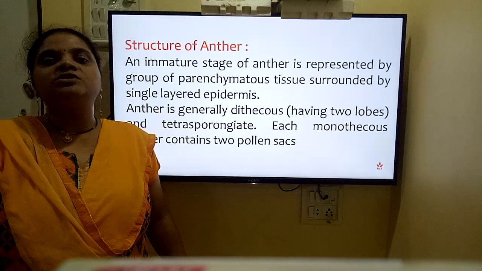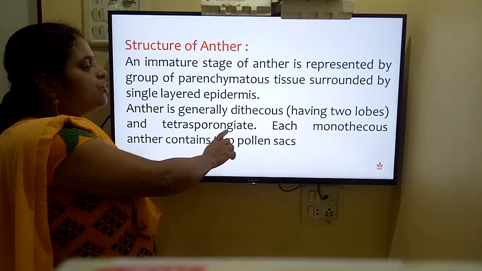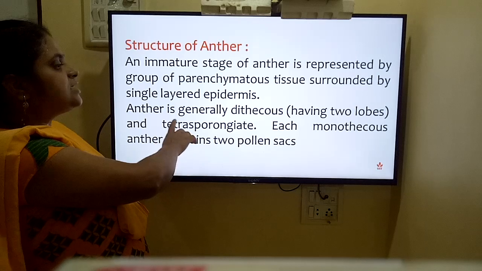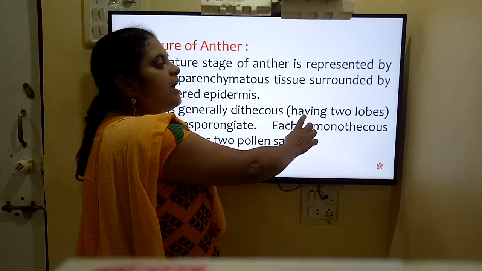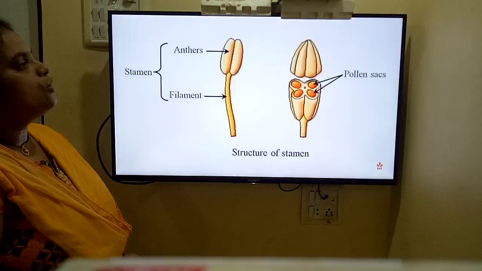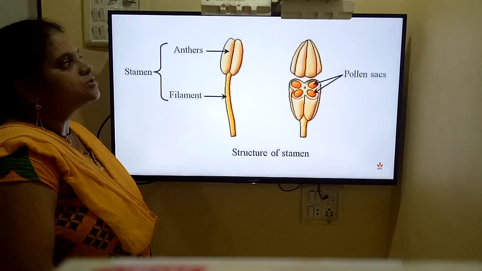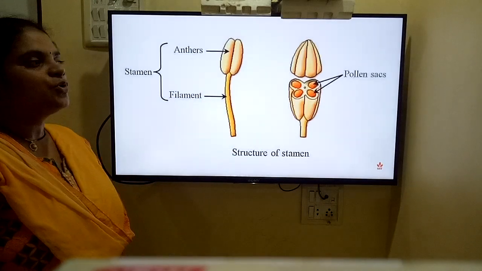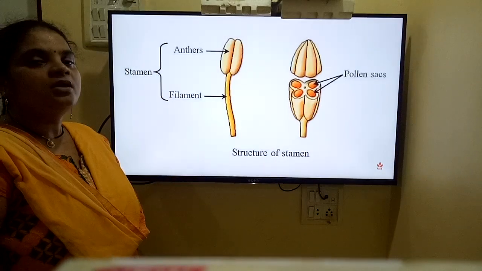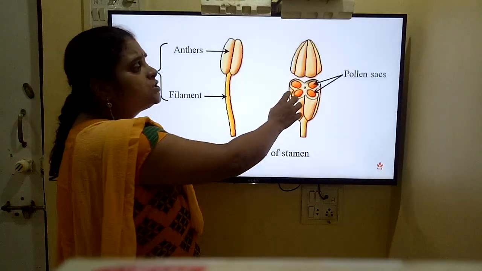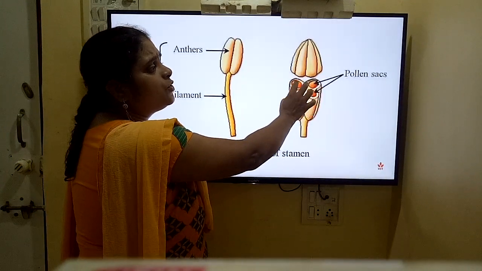Now anther is mostly dithecous and tetrasporangiate. Dithecous means having two lobes. See, 1 and 2. These two lobes we can observe here. So dithecous and tetrasporangiate. This pollen sac is called a sporangium. These are the sporogenous tissue. Here is the presence of sporogenous tissue.